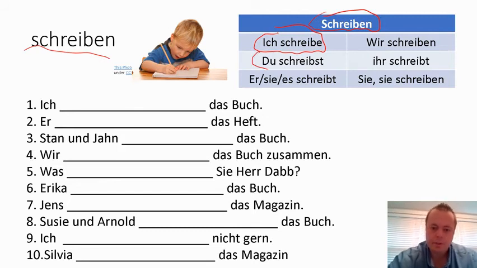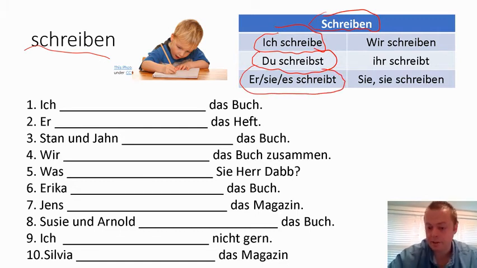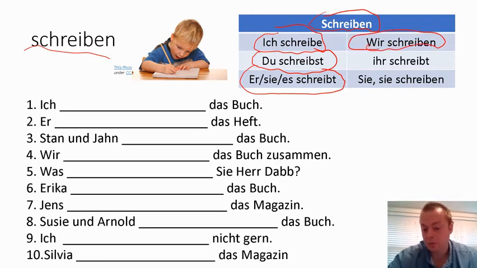Du schreibst. Er, sie, es schreibt. And remember, er means he, sie means she, es means it. Now, wir schreiben, we write. If I want to say you all write, I would say ihr schreibt. And then if I wanted to say Herr Dab, you are writing, I would say Sie schreiben, Herr Dab. Okay? And then we can also use the little sie, that means they.